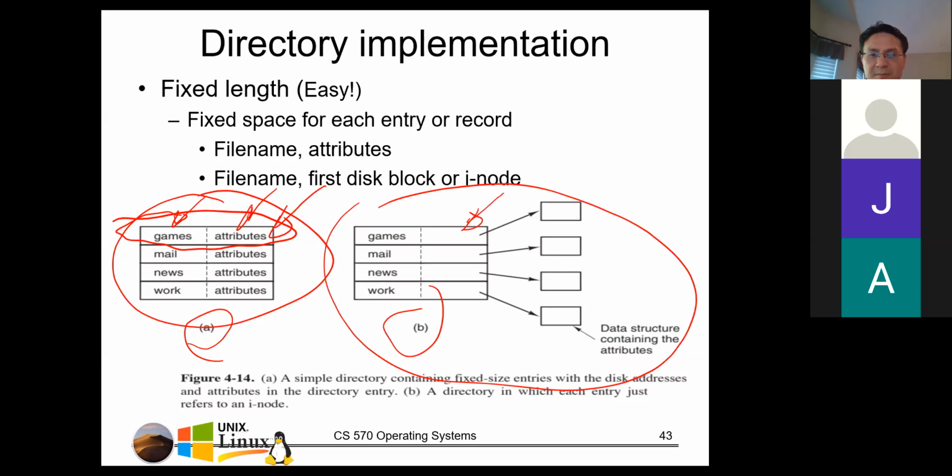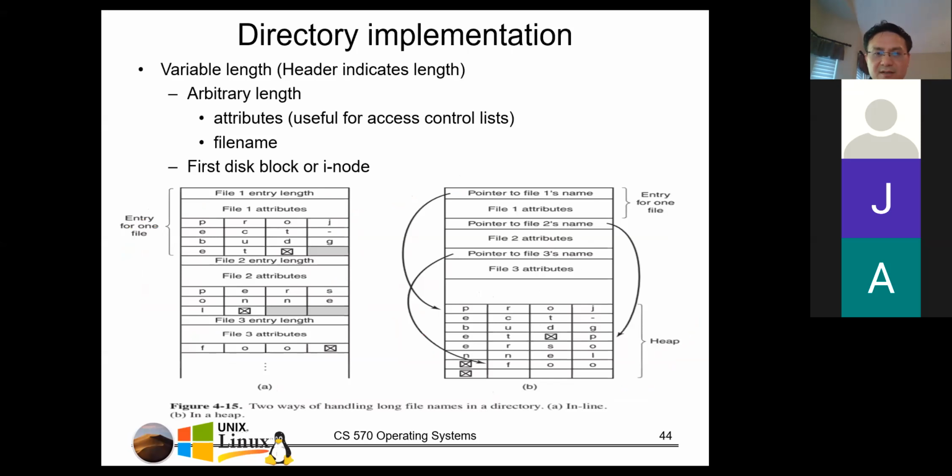So the simplest approach is to set a limit on the file name length. Typically, some systems use 255 characters for file names. That would give you a big enough space for your file names. But for efficiency reasons, a different structure is desirable, which would be variable length records. That would lead us to the next slide.